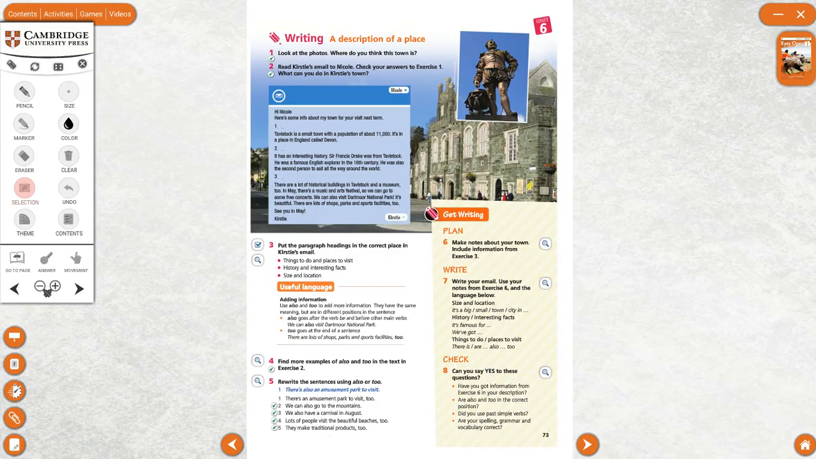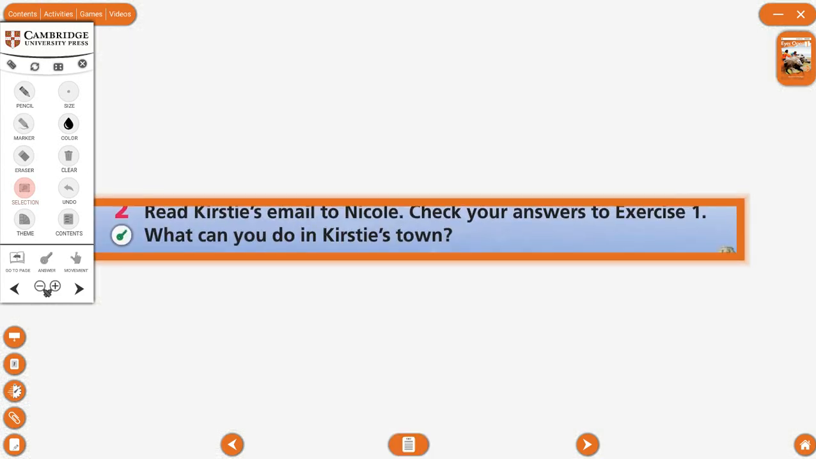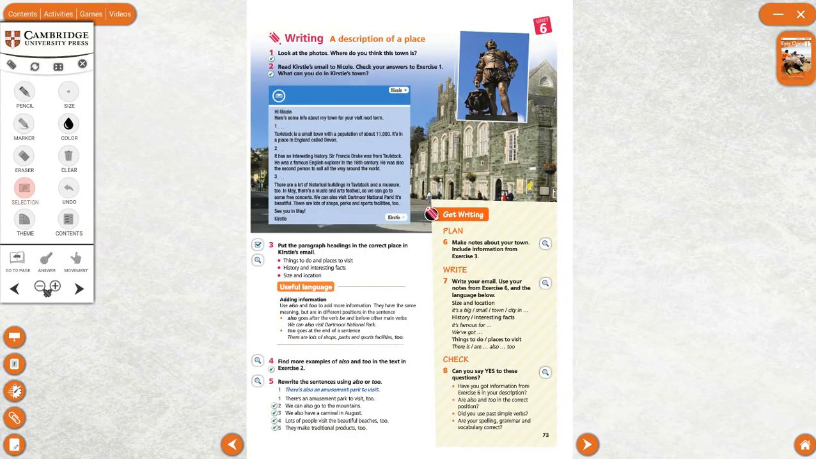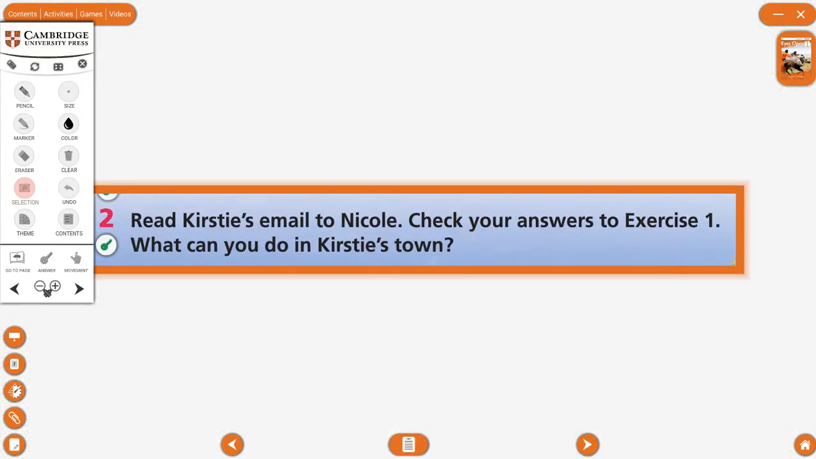Now, look at exercise 2, please. Firstly, I focus on the exercise. Read Christie's email to Nicole. Check your answer to exercise 1. What can you do in Christie's town? Firstly, we will read Christie's email to Nicole.